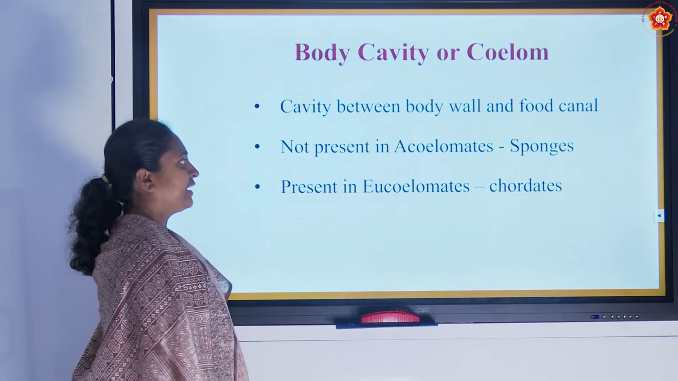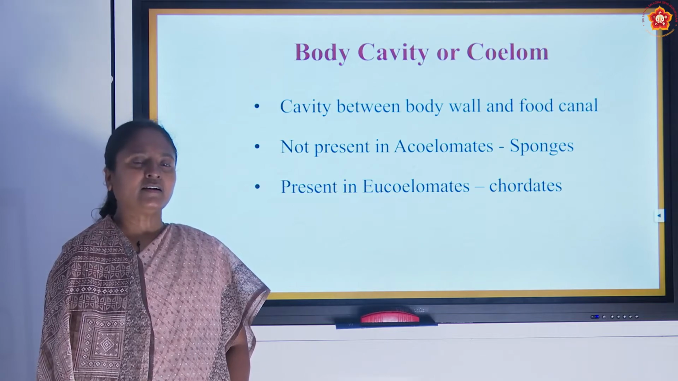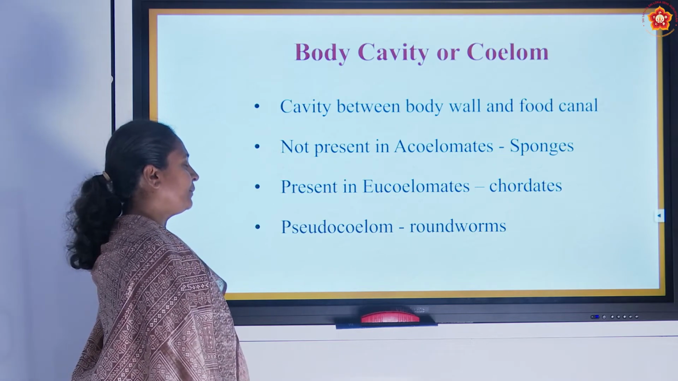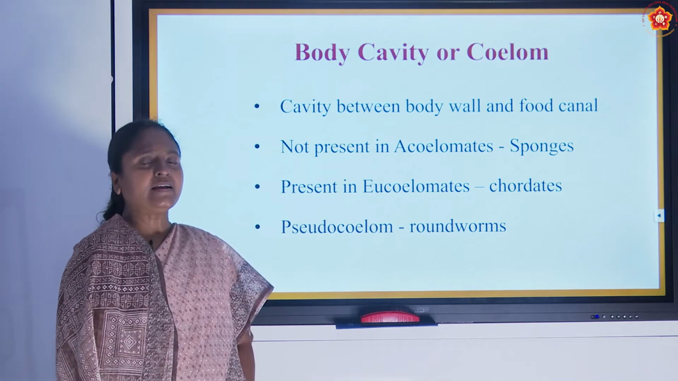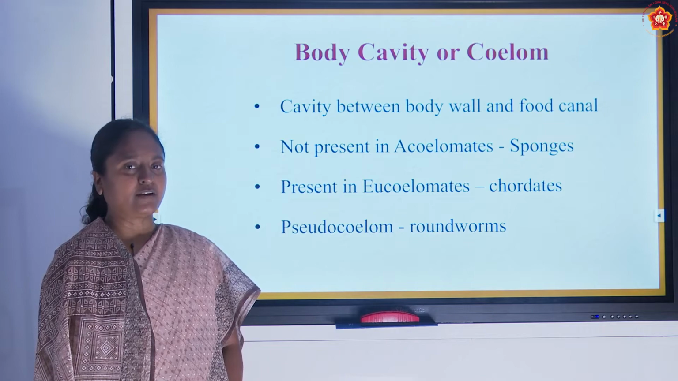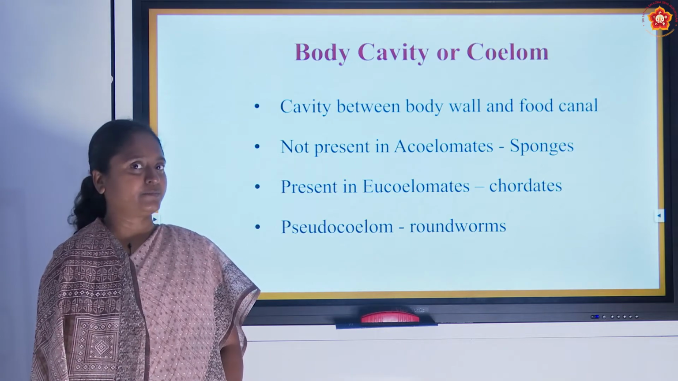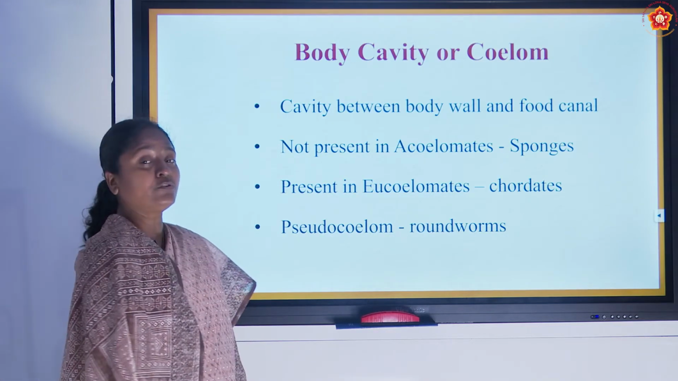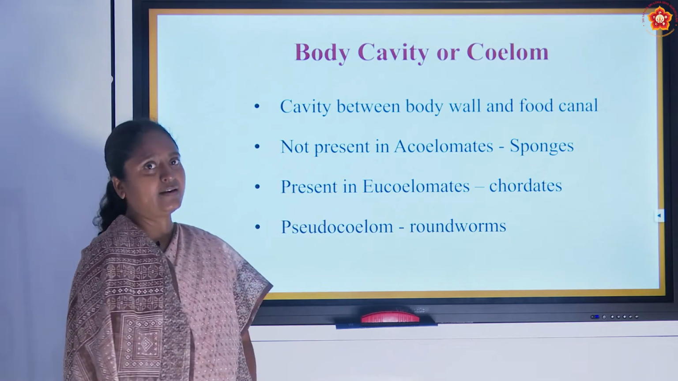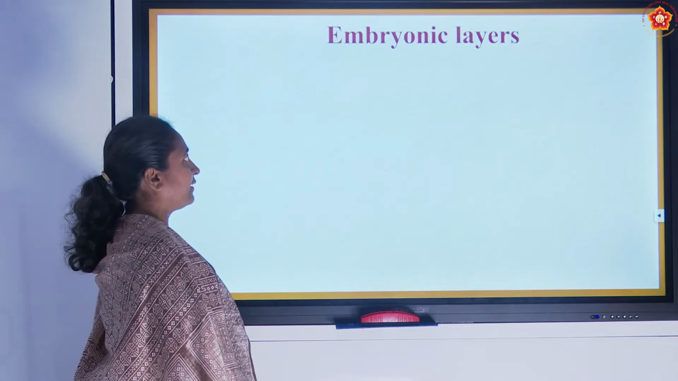But in chordates, we can see a true body cavity, that is a space which is present between the body wall and the internal organ. In some organisms we may see a body cavity, but it does not come under the category of the coelom, and these organisms are known as pseudocoelomate. Pseudo means false. So, false coelomic organisms are also present, they come in the roundworm category. So, these are some of the classifications. The pseudocoelom I will explain, you will understand it a little better in the upcoming slides.